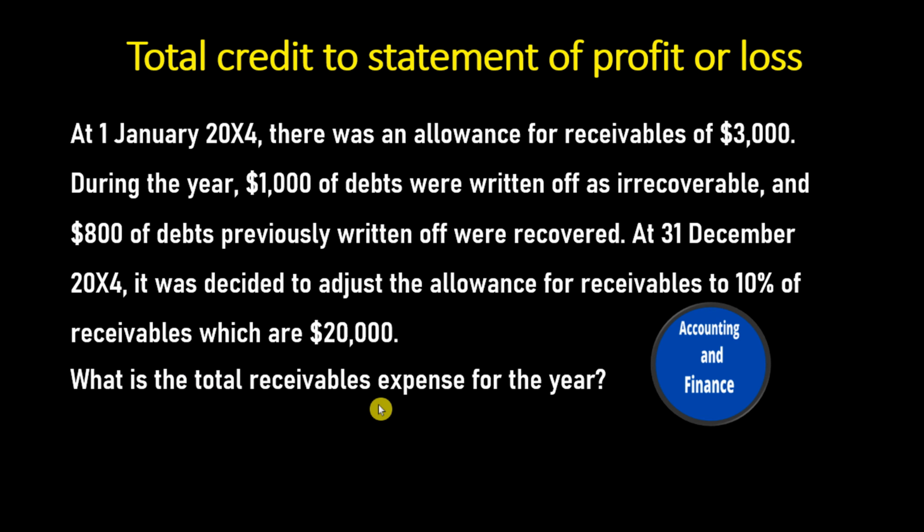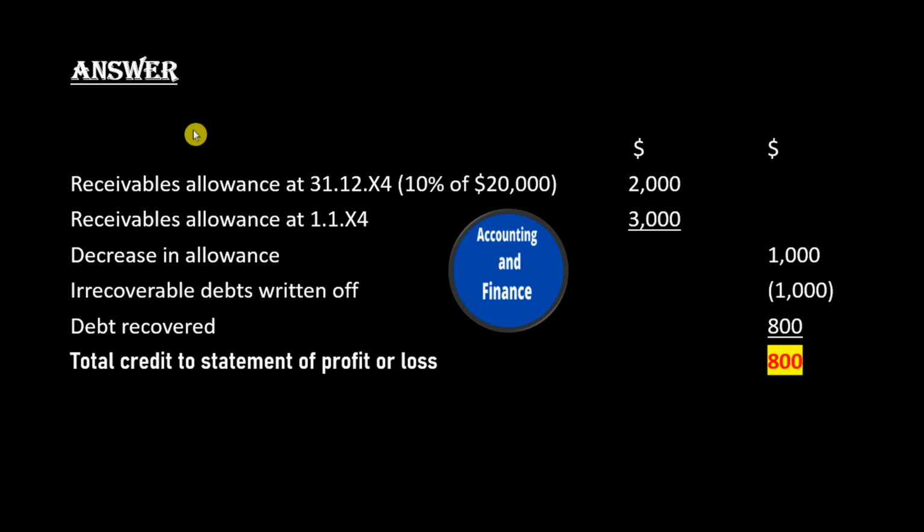What is the total receivables expense for the year? Answer: receivables allowance at 31/12/24, 10% of $20,000, $2,000.